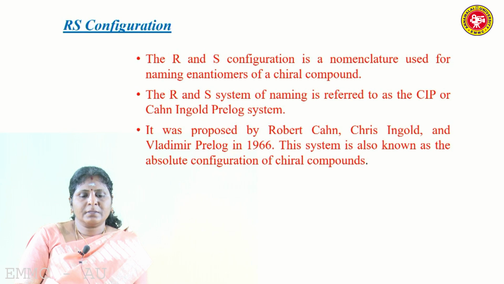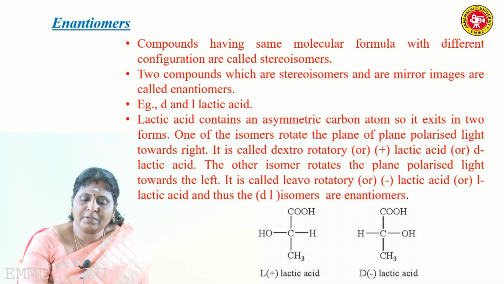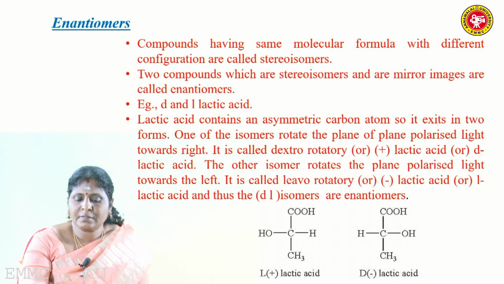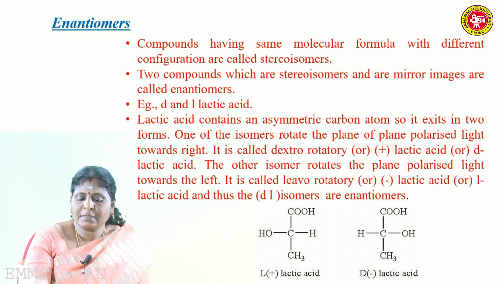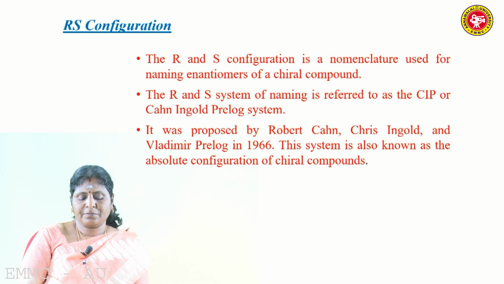In the initial days there was a convention to assign the configuration of any chiral compound. In that case, the D and L notation, as we have seen in the case of lactic acid, L-plus lactic acid and D-minus lactic acid under the enantiomers. Here the notation L and D is the conventional method to denote the configuration of compounds. Because of some demerits of this notation, the three scientists Cahn, Ingold and Prelog later laid down some rules and gave a new method called absolute configuration.